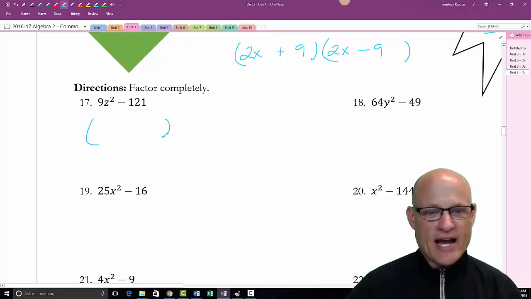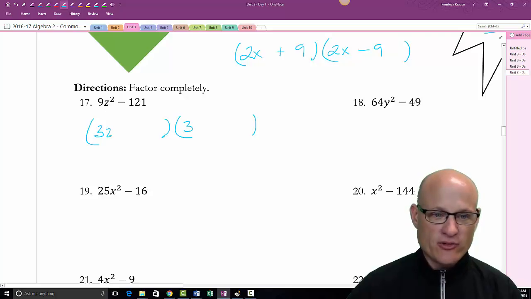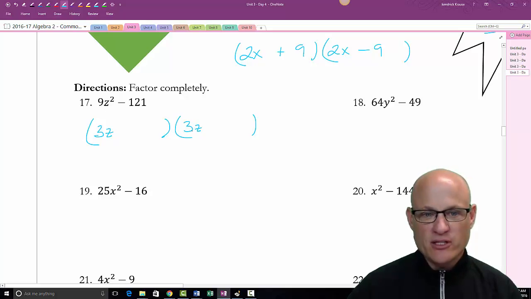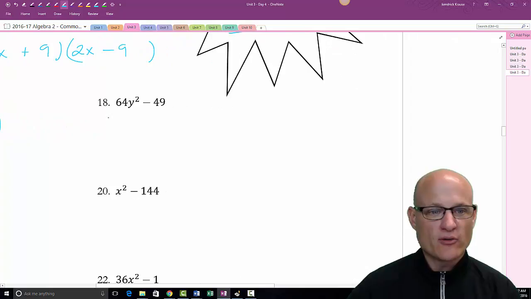So I know that 9 is a perfect square. I also know that 121 is a perfect square. What multiplies to 9? 3 and 3. And then z squared is just z times z. One's plus, one's minus. They're conjugates. What multiplies to 121? 11 times 11. Dots. Difference of two squares.